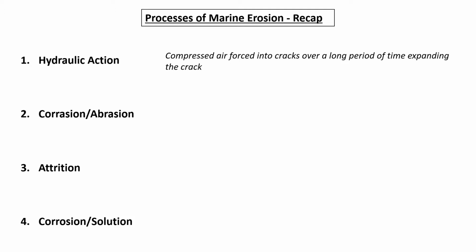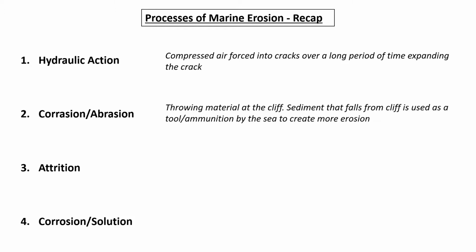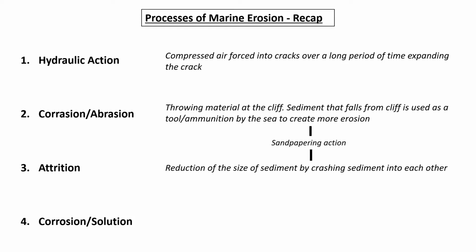And then your corrosion and abrasion, this is all about throwing material at the cliff, and you can often see this used as a tool and ammunition by the sea to create more erosion. And then attrition, very similar to this but on a smaller size. So with corrosion and abrasion we're talking large scale to do with the whole cliff. Attrition's more to do with the individual bits of sediment within the water itself, and both of these are sandpaper in action.